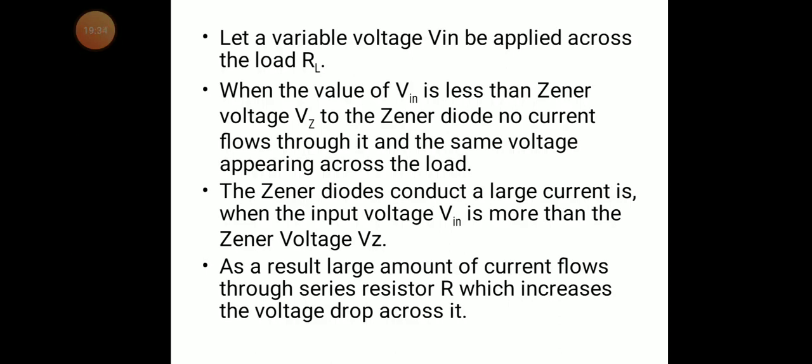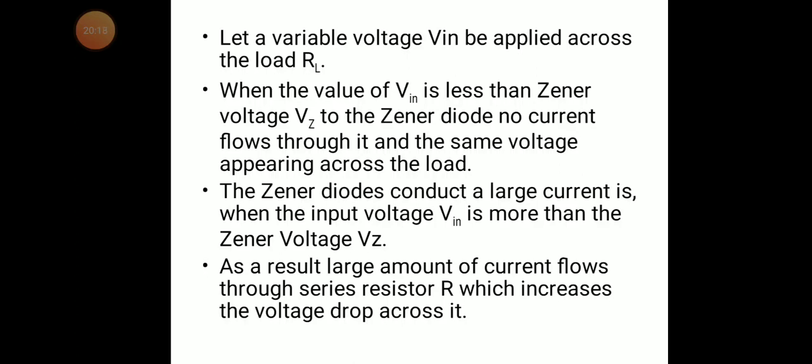Next, the Zener diode conducts a large current when the input voltage is more than the Zener voltage. What happens? When the applied voltage is more than the Zener voltage, the Zener diode goes into the breakdown region, and then it conducts a large current. As a result, a large amount of current flows through the series resistor R, which increases the voltage drop across it.